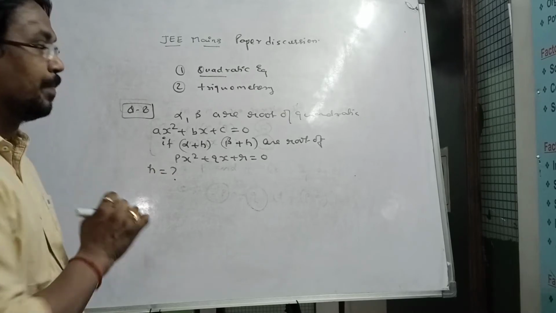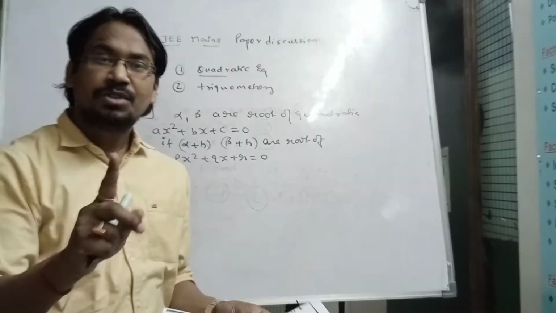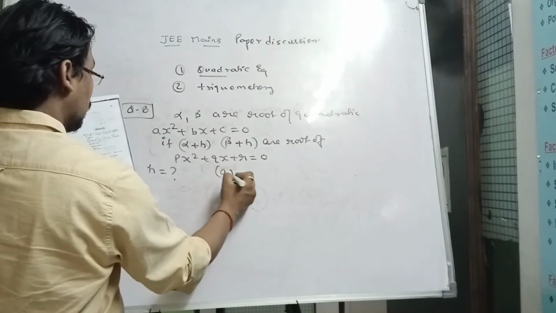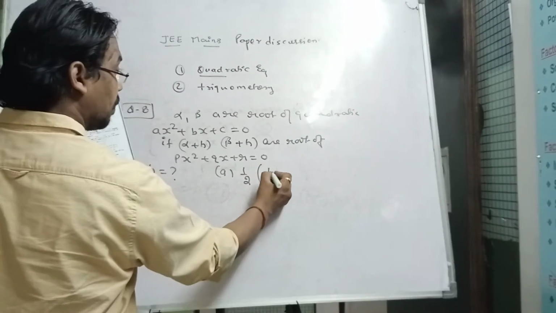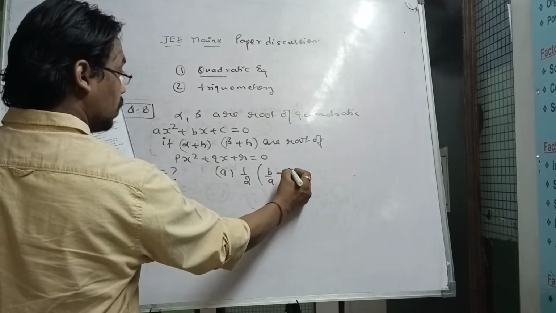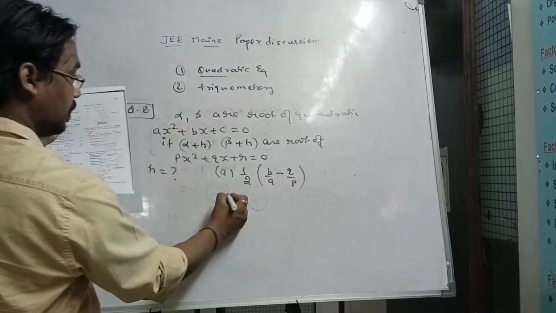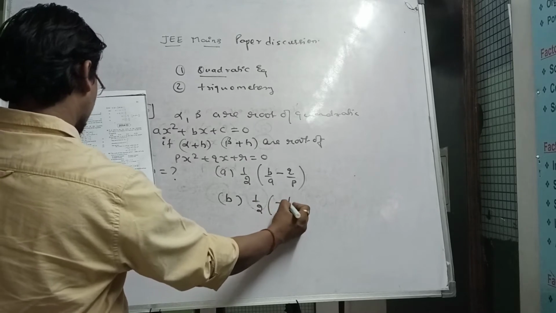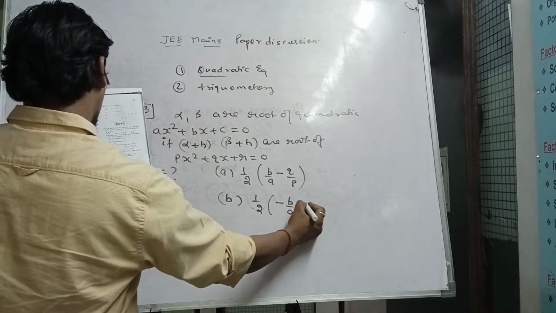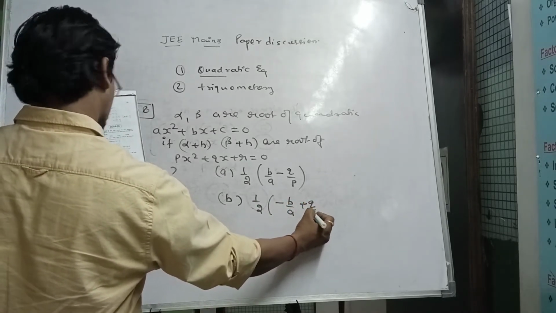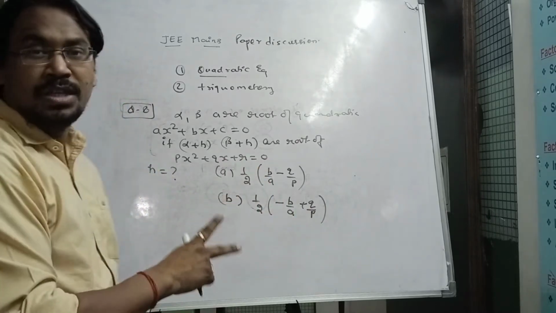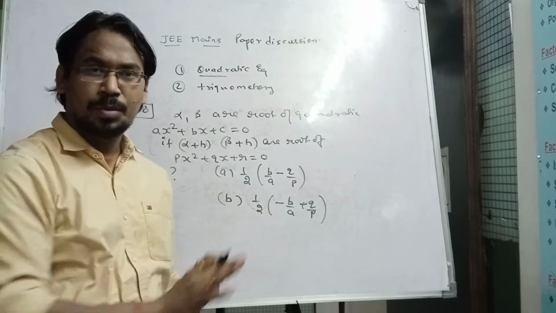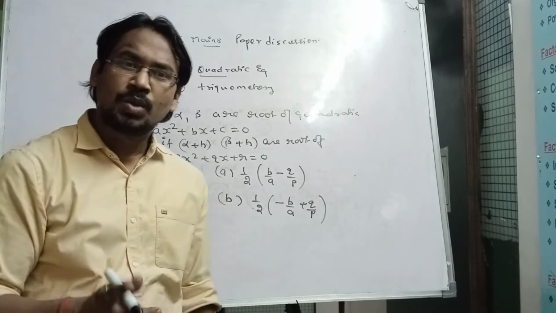For this question they have given four options. Option A is 1 upon 2 times b upon a minus q upon p, and option B is 1 upon 2 times bracket minus b upon a plus q upon p. I am just writing down these two options, then after completing the question we will put the options in an LHS equals RHS manner.